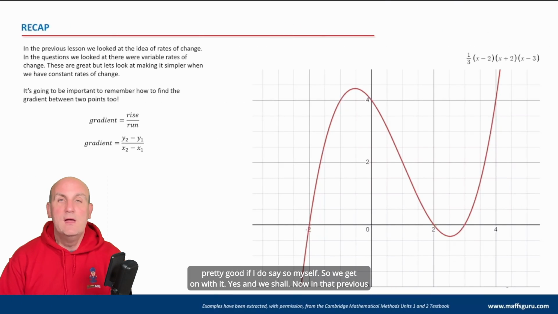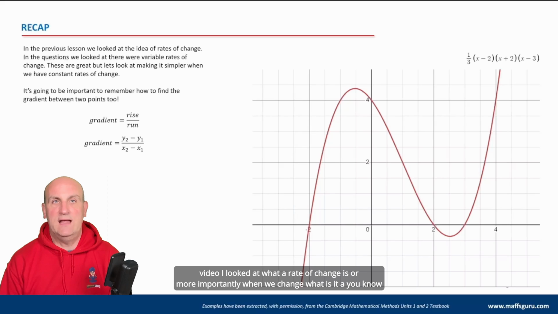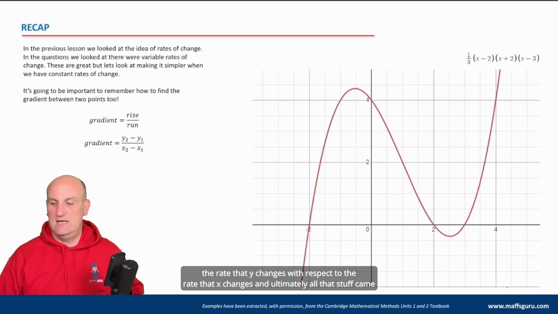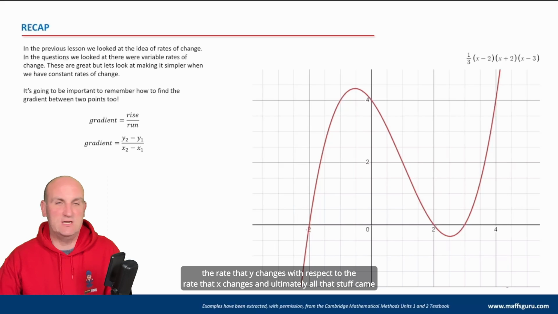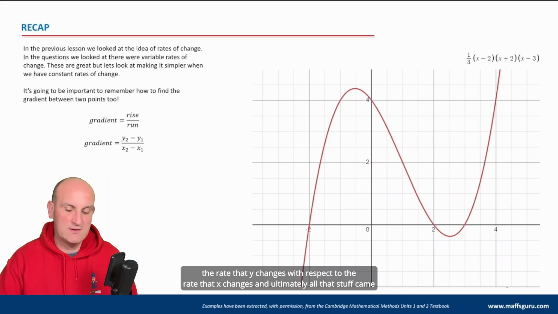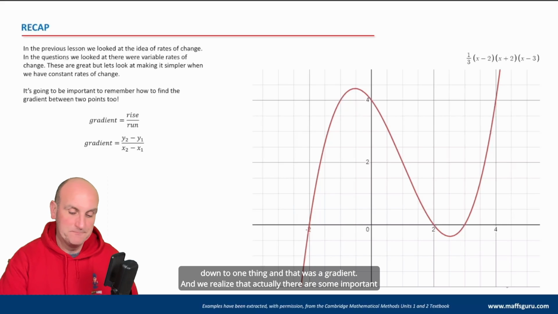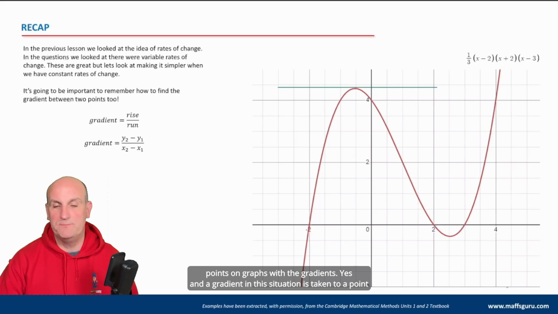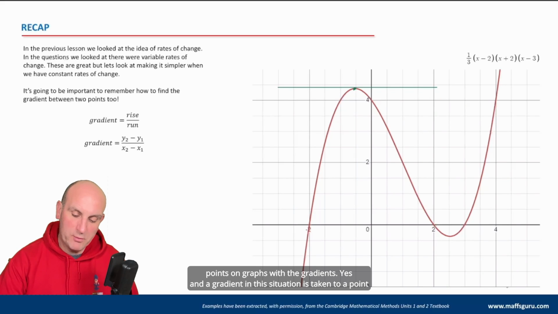Yes, we shall. Now, in that previous video, I looked at what a rate of change is, or more importantly, the rate that y changes with respect to the rate that x changes. And ultimately, all of that stuff came down to one thing, and that was a gradient. And we realized that actually there are some important points on graphs with the gradients. Yes, and a gradient in this situation is taken to a point on that curve.